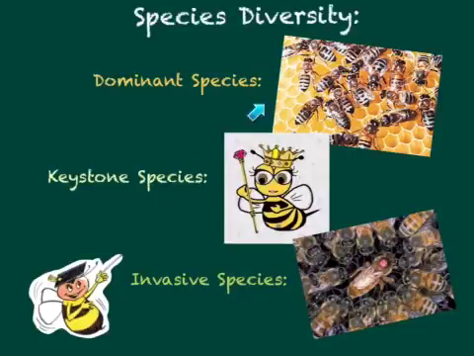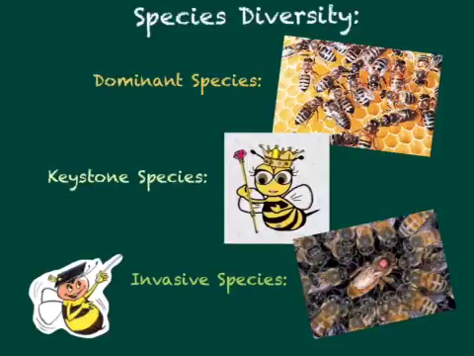Okay, so for my examples, I'm using honeybees. Even though it's a species on its own, I can still use it to describe each one of these terms. So for the first term, dominant species, the worker bees would be considered dominant in their species because it is the biggest group or biomass within the species.